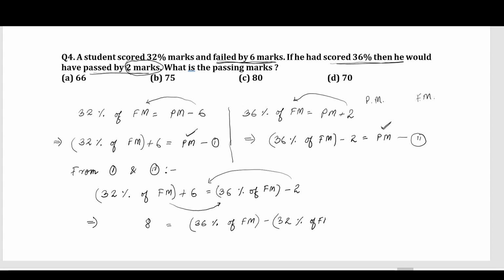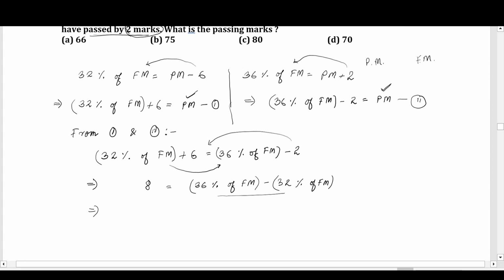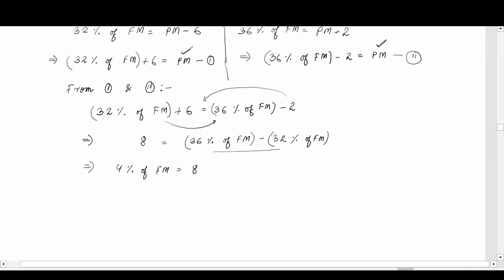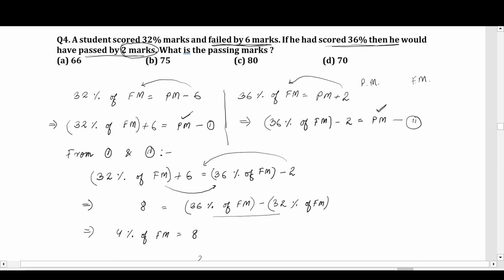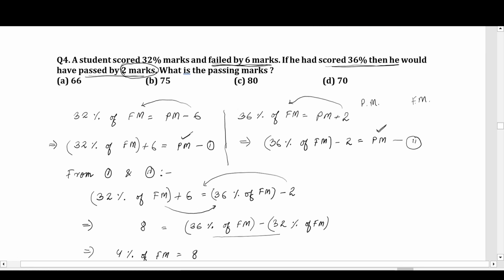32% of full mark. Then 36 minus 32, so 36 minus 32 is 4. So 4% of full mark will be equal to 8. 4% of full mark equal to 8, so 4 by 100 into the full mark is equal to 8. 4 ones are 4, 4 twos are 8, so full mark is 200. Full mark is 200. Next question.